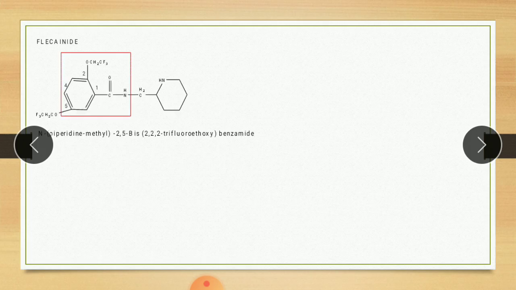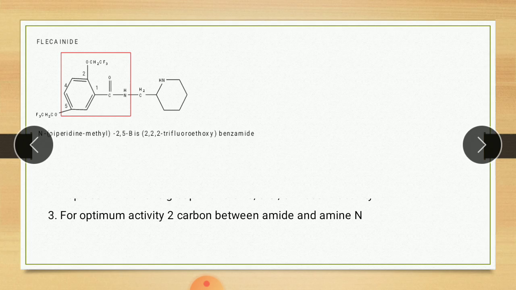Then the next drug is flecainide. This is the structure of flecainide. Here the basic nucleus is benzamide, which is benzene with an amide group. So flecainide: N-piperidine methyl, 2,5. This is position 2 and this is position 5. Bis means two times the same group, 2,2,2-trifluoroethoxy. So this one is 2,5-bis(2,2,2-trifluoroethoxy)benzamide. This is the IUPAC name of this drug.